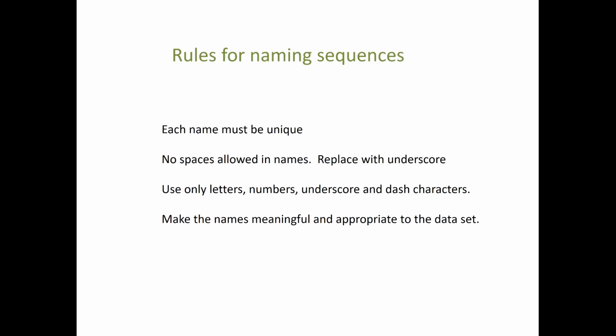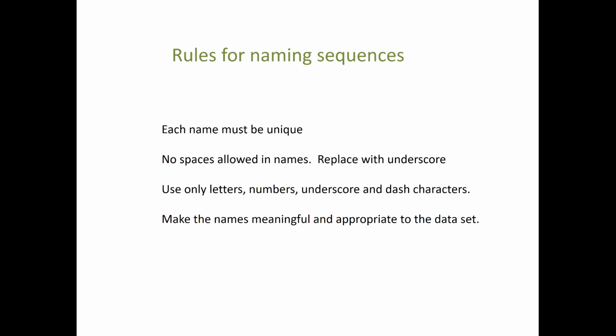You should know the rules for naming sequences and stick to these rules. Each name must be unique. Every time you add a sequence, you have to give it a name that is different from that of every other sequence you have added, because otherwise your tree will have more than one sequence with the same name, and most things will throw up at that point and tell you that this is an error.